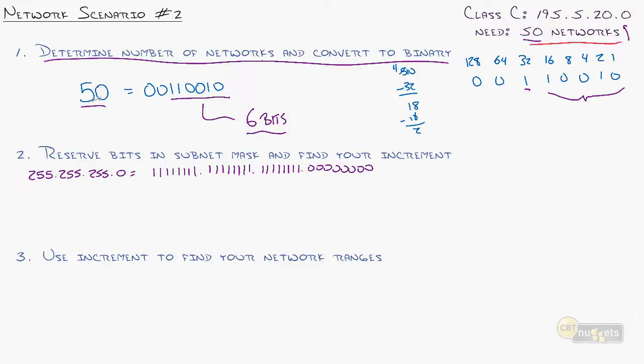So I go, okay, that means I need 6 network bits, right? And we know that 1s are network bits. So I'm going to go 1, 2, 3, 4, 5, 6. Doesn't matter what these were. I need 6 network bits because I can't get 50 subnets with any less than 6 bits. Okay, 0, 0 is left over. Not much for the host, right? So that gives us what our new subnet mask is.